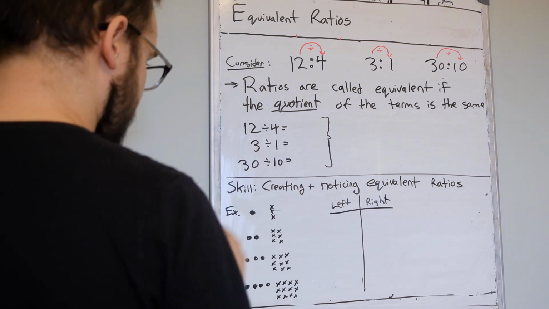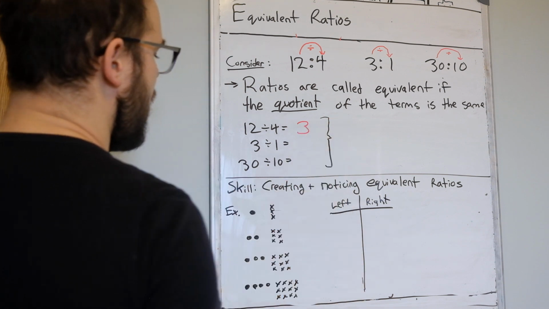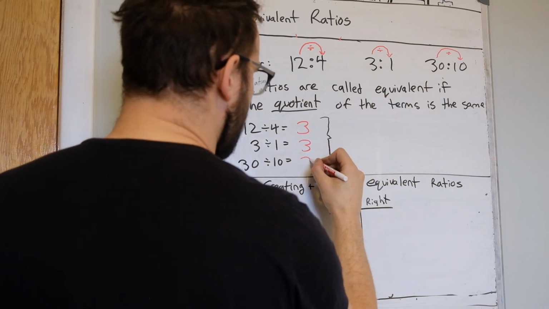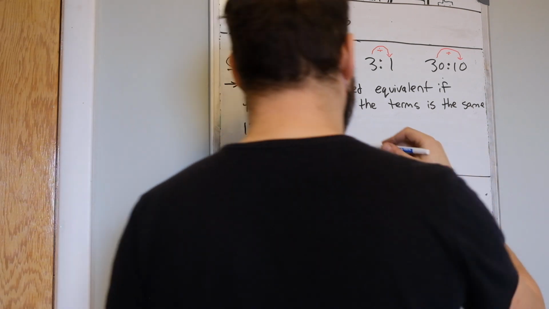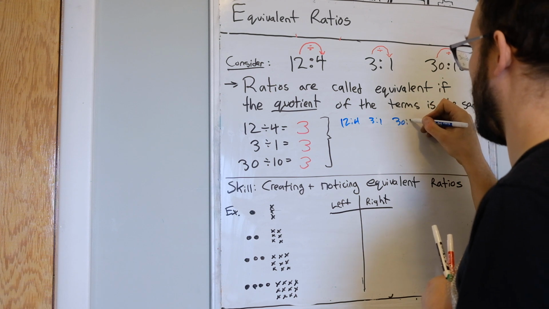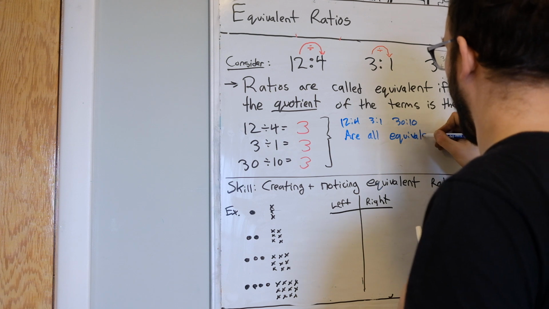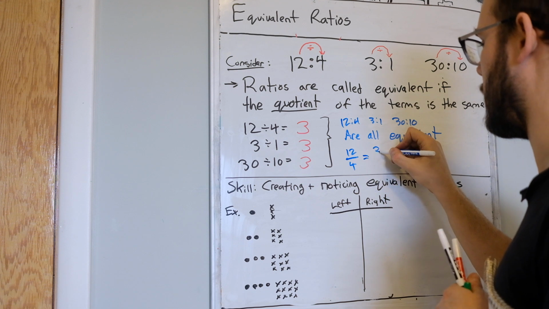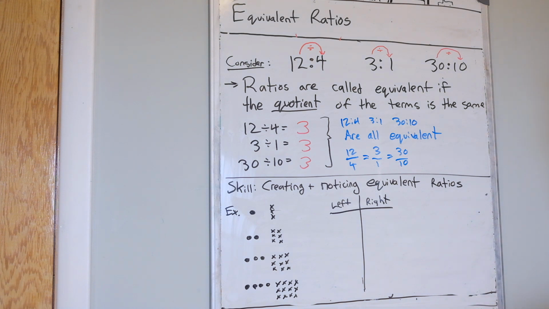All right, so we have 12 divided by 4, and that gives us 3. We have 3 divided by 1, and that gives us 3 also. And 30 divided by 10, same thing. These all give us 3. So what does that tell us? It tells us that the ratios 12 to 4, 3 to 1, and 30 to 10 are all equivalent, for the same reason that we might write 12 over 4 is equal to 3 over 1 equals 30 over 10. These are all equivalent to each other.